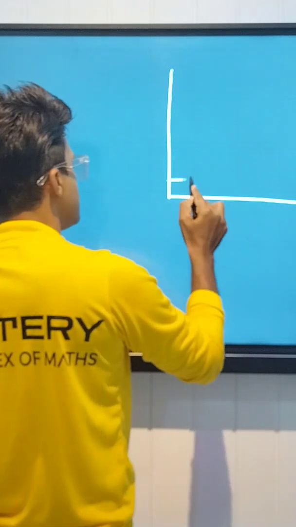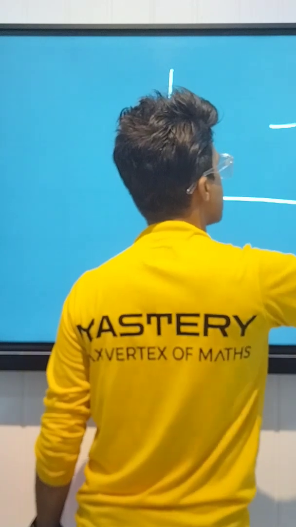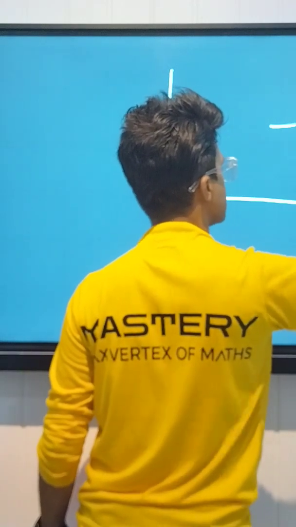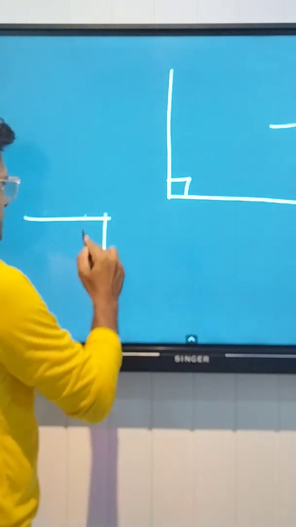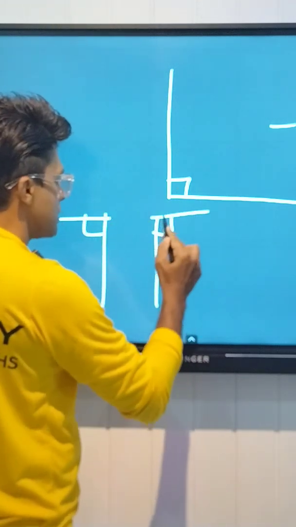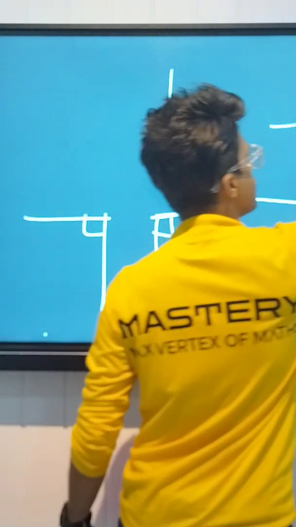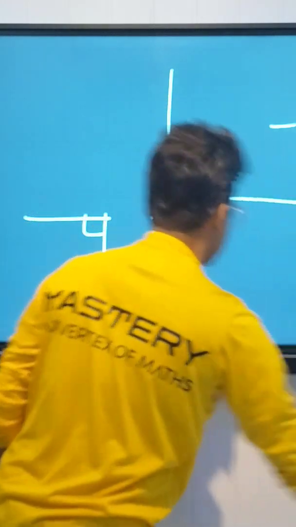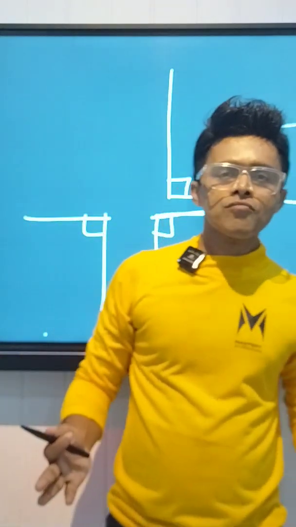What is the value of this one? This is 90 degrees. Anyway, this type of angle is a right angle. Here is a right angle. You could see this board, right? You could see this smart board. Then what is the value of this angle? Here is a right angle.